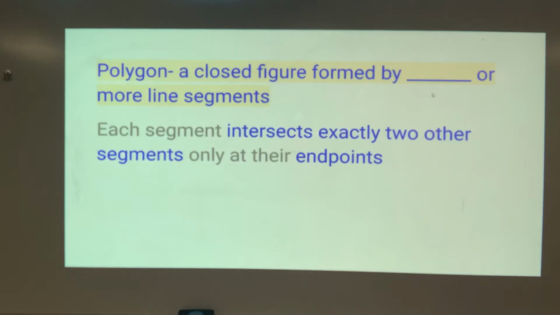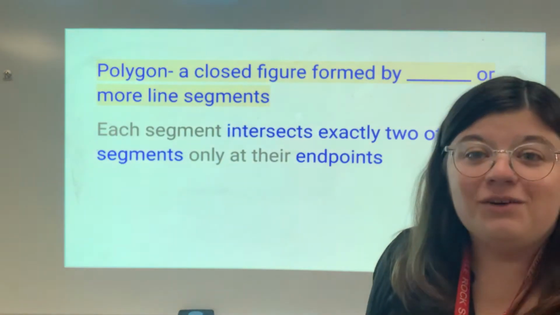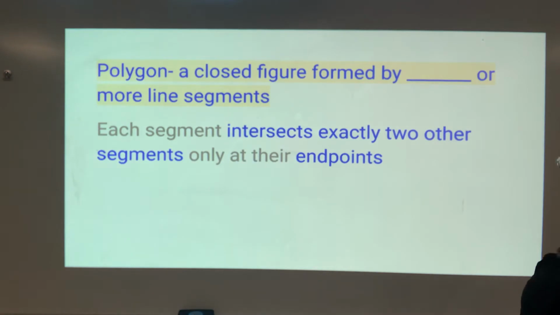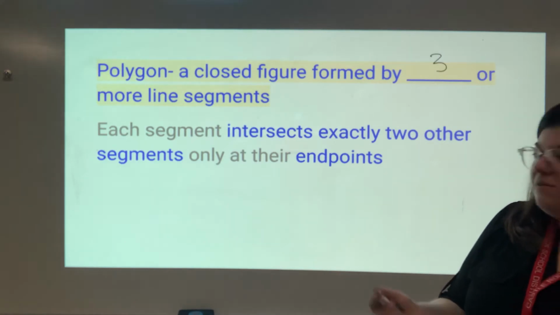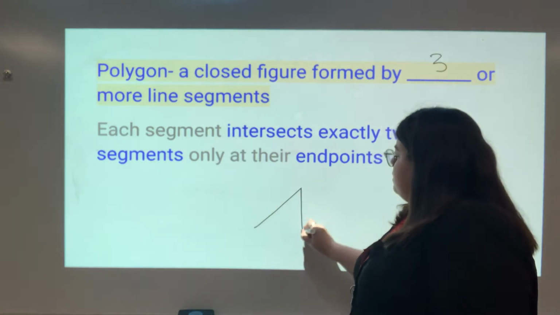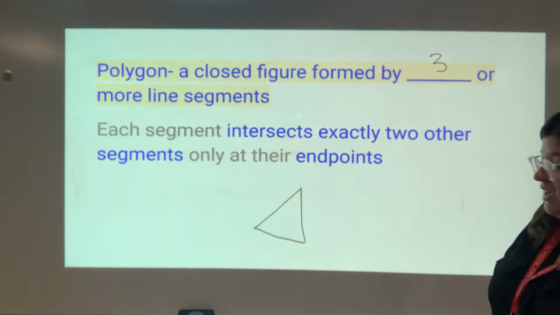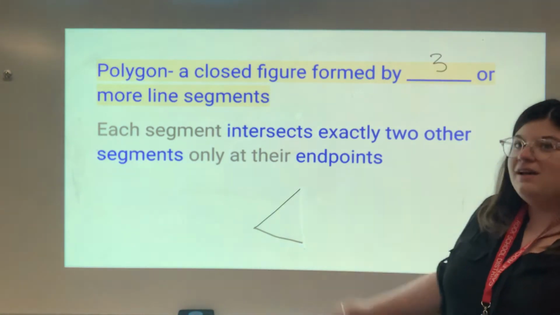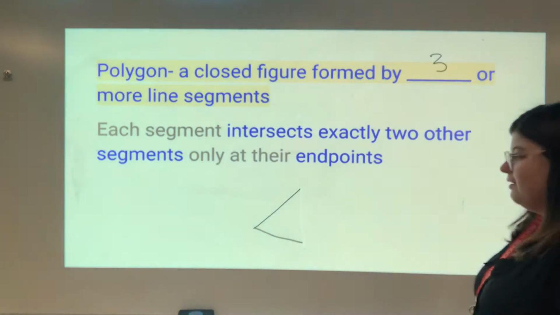Polygon. Hopefully you have heard this word before. A polygon is a closed figure. You think of like a square or a triangle or a rectangle, all right? A closed figure formed by 3 or more line segments. All right, so again, 3 is your minimum because check it out. Here is a triangle. There's 3 line segments, 1, 2, and 3. But as soon as I take away one of those line segments, that's not a polygon, right? Again, we're looking for a closed figure. This is an open figure, not a polygon there, okay?